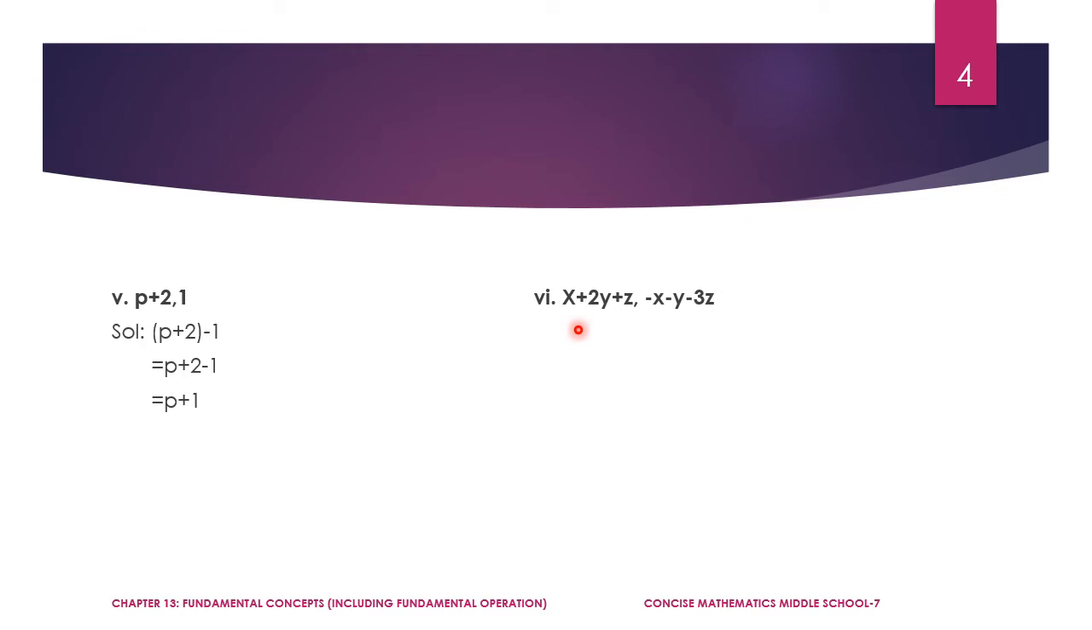Sixth question. X plus 2y plus z and minus x minus y and minus 3z. So here we need to subtract the second expression from the first. So I have just placed it in braces because it is having 3 terms. Okay. Now just multiply. Now you should multiply this minus with all 3 terms inside the braces. Don't forget to multiply with all the 3 terms like this. So when you multiply, you will get these three terms.